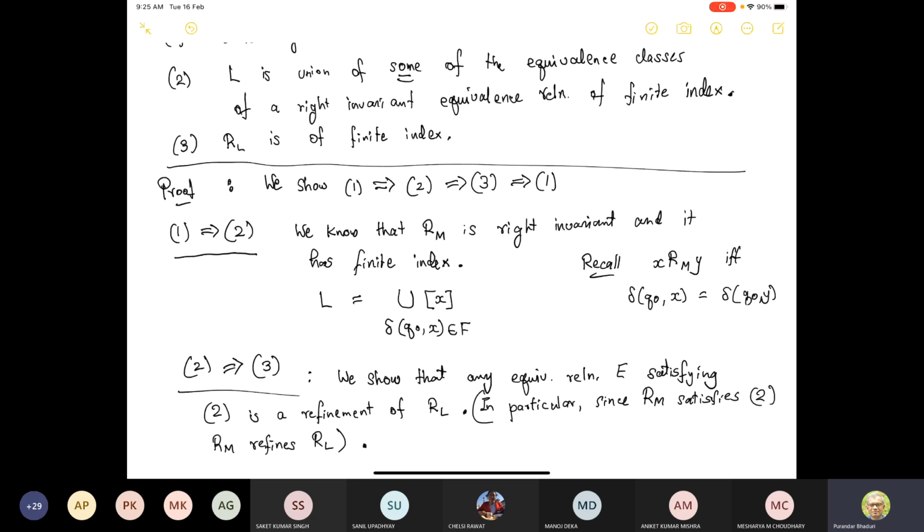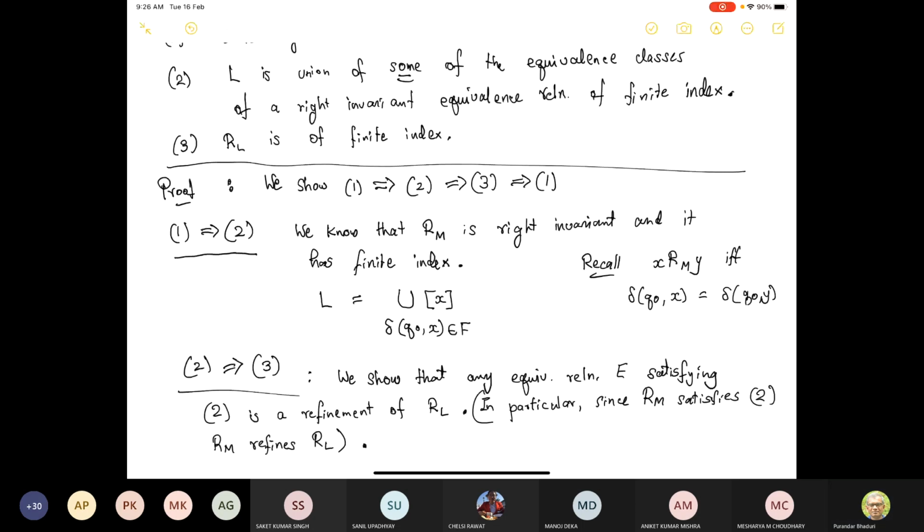So let E be such a relation, which means that it is, first of all, an equivalence relation, and it is right invariant, and it is of finite index, and L is the union of some of the equivalence classes of E. So it means all this, right? So how do we show that? Once we show that E is a refinement of RL, it follows that RL is of finite index because E itself is of finite index. And if it's a refinement of RL, then it has more equivalence classes. So that's the implication for finite index.